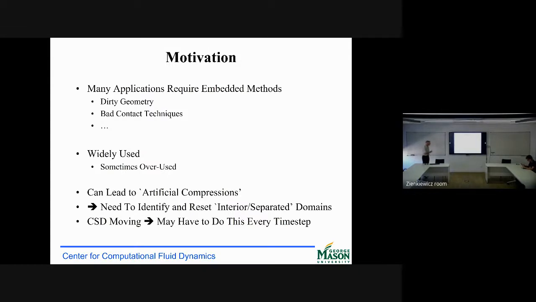So you can see that this technique can lead to these artificial compressions because of the bad boundary conditions of the contact algorithm. And so we need to identify and reset these interior separated domains. Now this can happen every time step, so this is something that you better do fast, because otherwise this will take more than everything else.